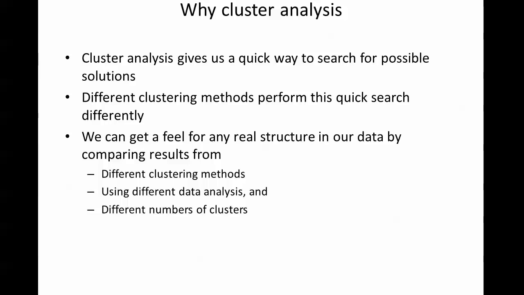Over the years, one of the best ways that's been found to do that searching is called cluster analysis. And what cluster analysis does is it gives us a quick way to look for structure by looking at a lot of possible solutions. And there's different clustering algorithms or methods that perform this quick search in different ways. There might be hierarchical ones, or there might be what's called k-means that we'll talk about in a minute. The different clustering methods use different methods of data analysis, and they can help us come up with different numbers of clusters. And that allows us to get a feel for any real structure that resides in our data.